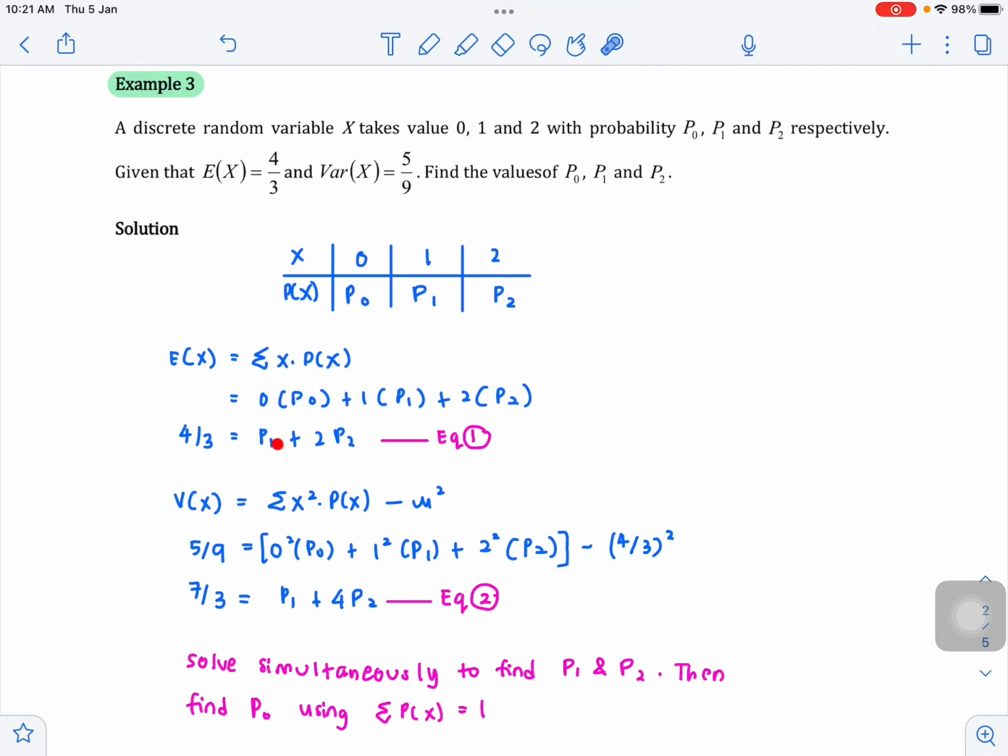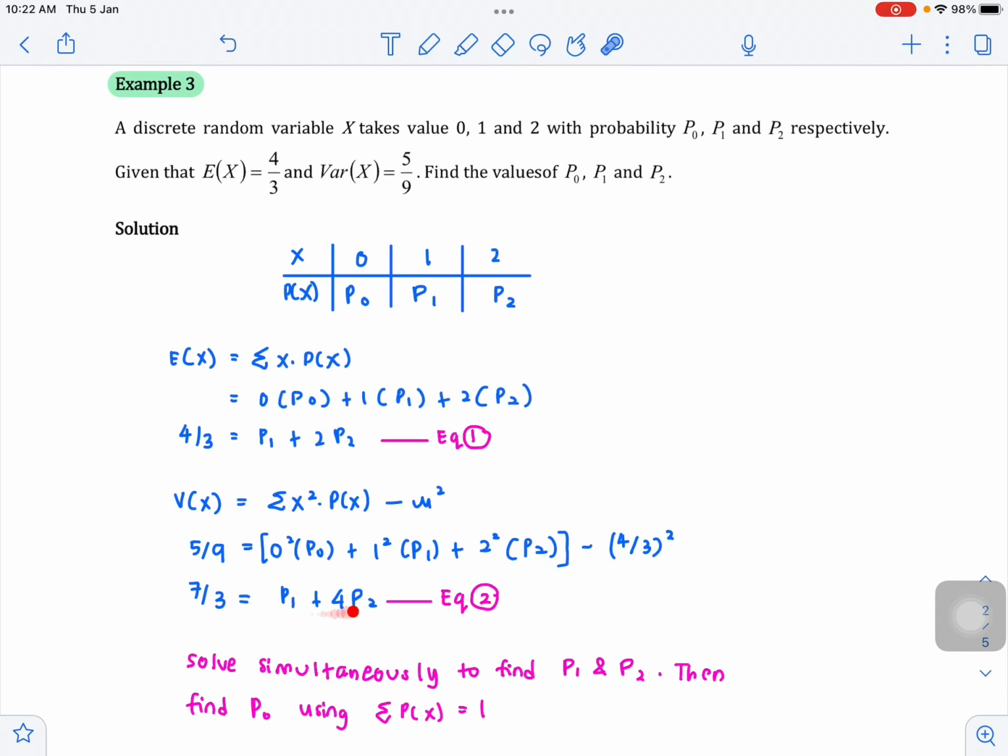From the variance, the second piece of information, plug into the variance formula: summation of x squared times P(x), minus mean squared. The variance is 5 over 9, so just substitute into this formula. Every x squared times P: 0 squared times P0 plus 1 squared times P1 plus 2 squared times P2, minus the mean squared. The mean is given in the question as 4 over 3, squared. Just simplify all this: 0 plus P1 plus 4P2 equals 7 over 3. This is your equation number 2.